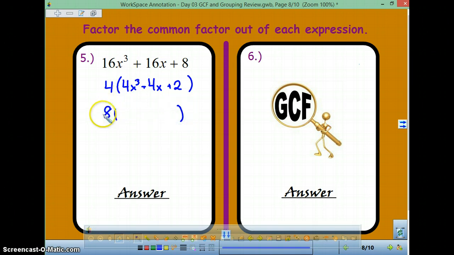Now I think, what do I need to multiply 8 by to get 16x cubed? What do I need to multiply 8 by in order to get 16x? What do I need to multiply 8 by in order to get 8? It's just 1. This is factoring by GCF.